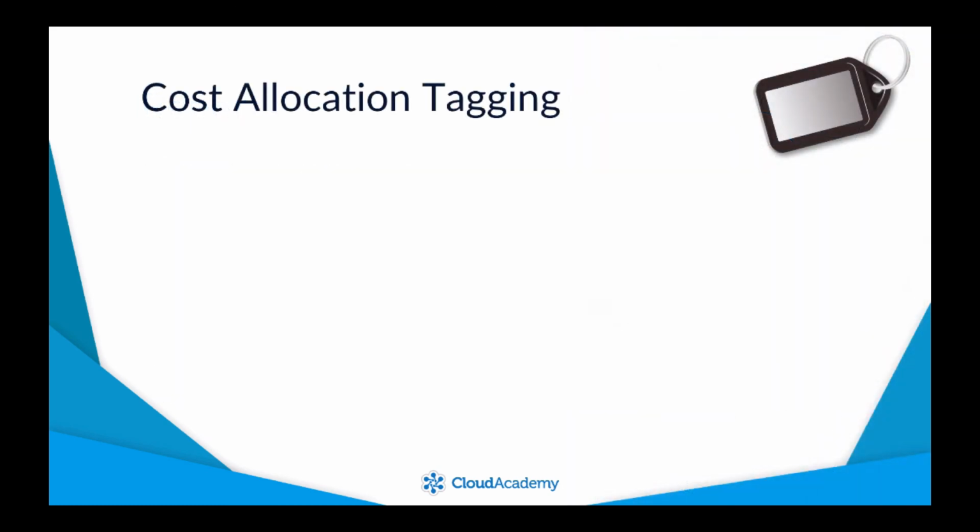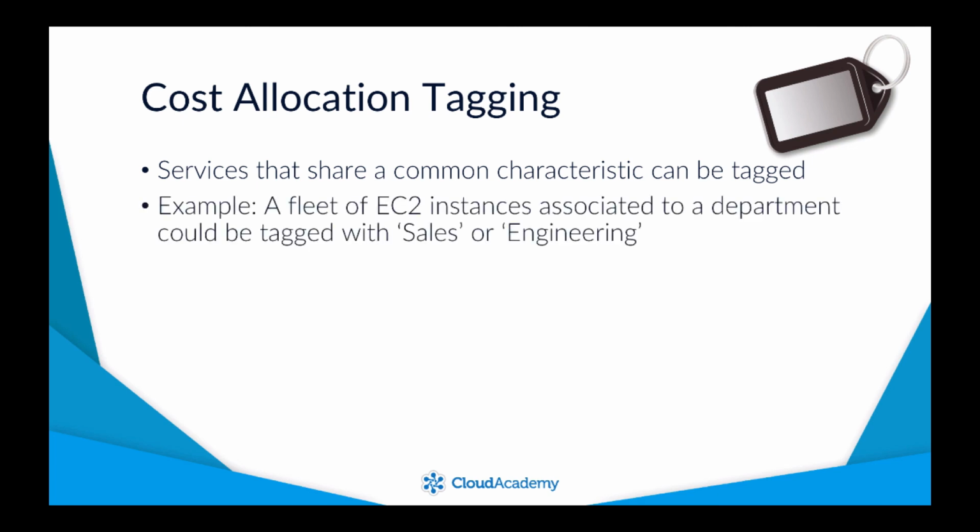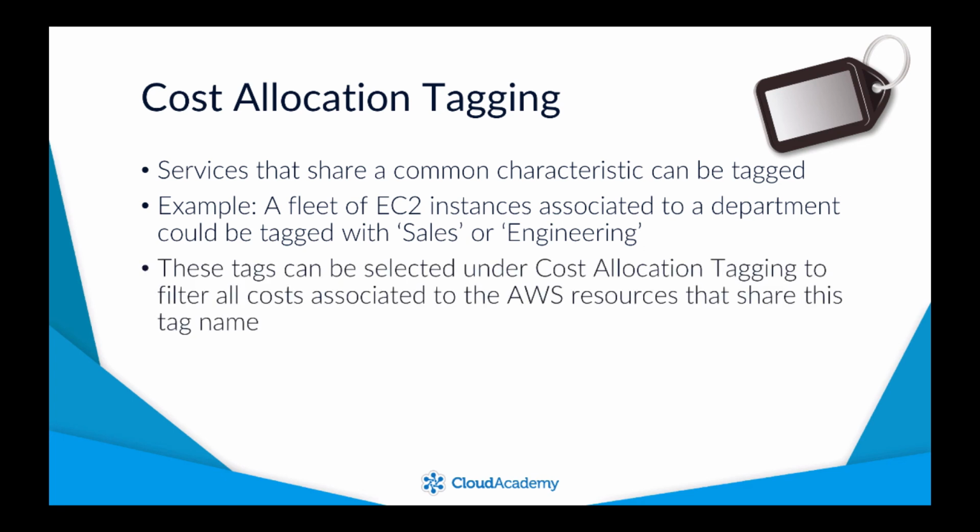A simple but very effective way of combining services that share a common characteristic, such as a project name or a departmental function, can be grouped together by the use of tags. When you create EC2 instances, for example, you can associate a custom tag name such as sales or engineering. These tags can then be selected under cost allocation tagging in billing and cost management to filter all costs associated to the AWS resources that share this tag name.